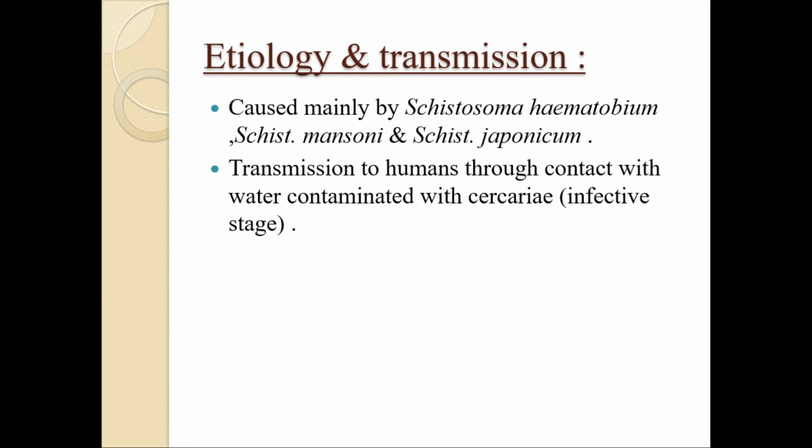It is caused mainly by Schistosoma haematobium, Schistosoma mansoni, and Schistosoma japonicum. There are other types, but these are the three main types. Transmission to humans is through contact of skin with water contaminated with cercariae, which is the infective stage.